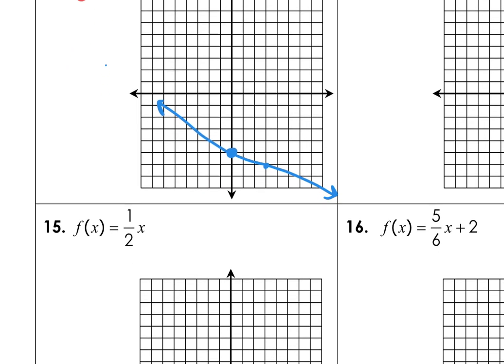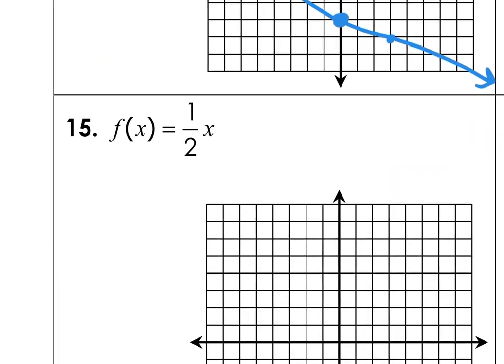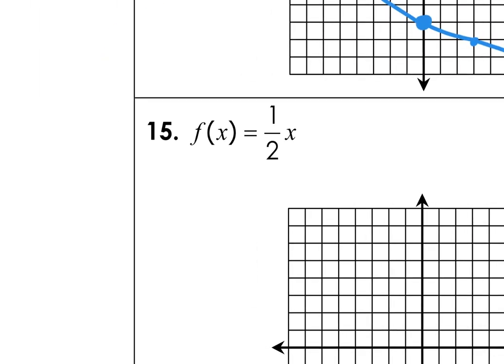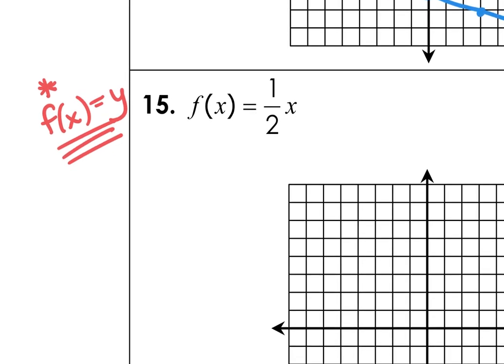All right, let's take a look at this last one. This is that weird one. I want to put a little note off to the side, and I want you guys to do the same. f of x equals y. If you see f of x, it's the same thing as y. Don't let that take you off your game. That still means y equals mx plus b.